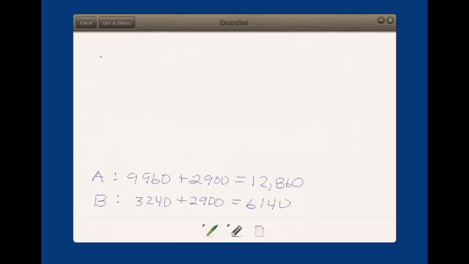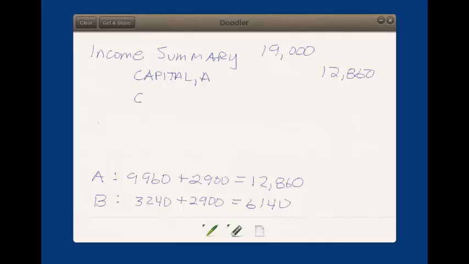Okay, so our closing entry. So we debit income summary for the total amount of net income that we're closing to capital accounts, which is $19,000. And we credit A's capital for the amount we calculated of $12,860. And we credit B's capital for the amount we calculated of $6,140. Okay, so that wraps up Learning Unit 2.